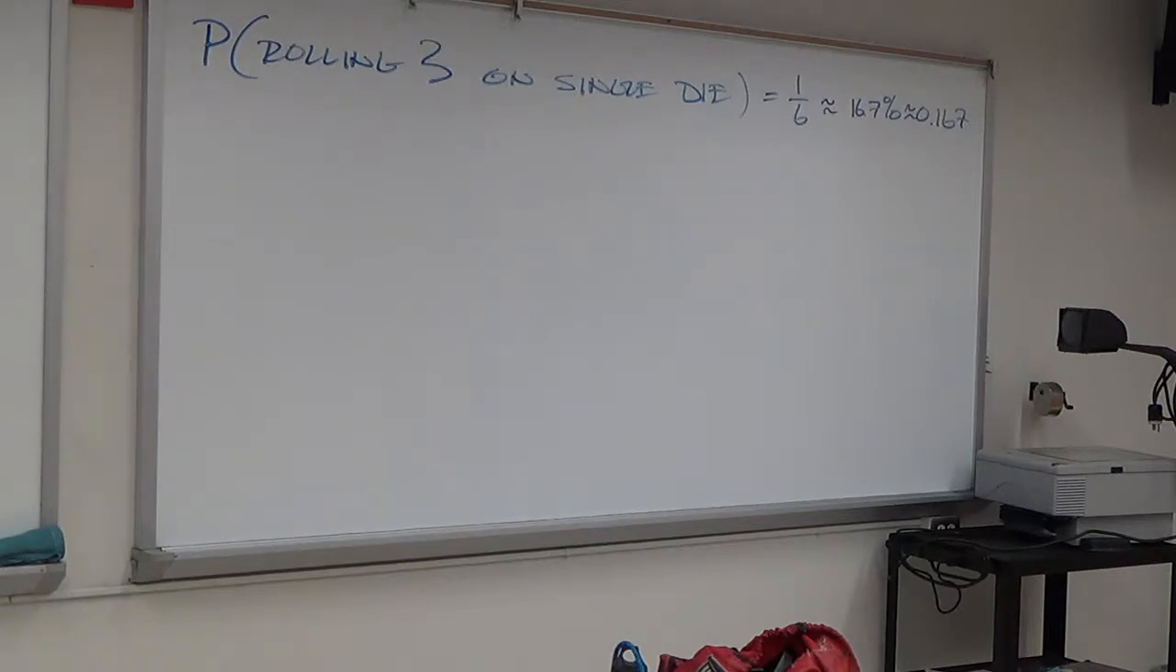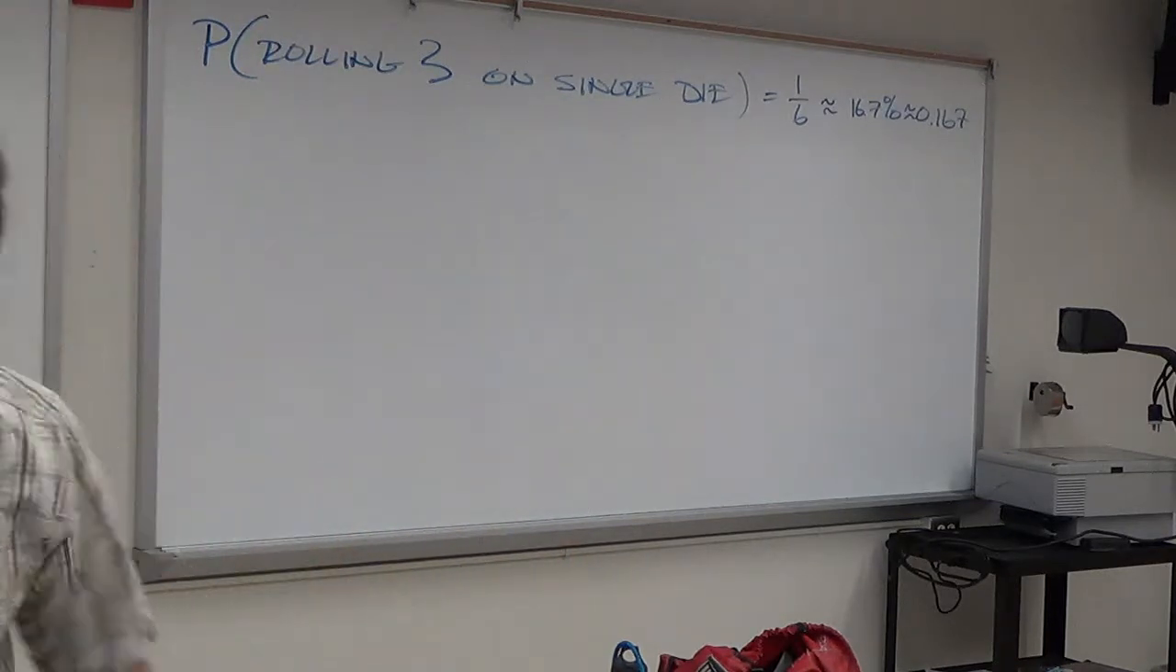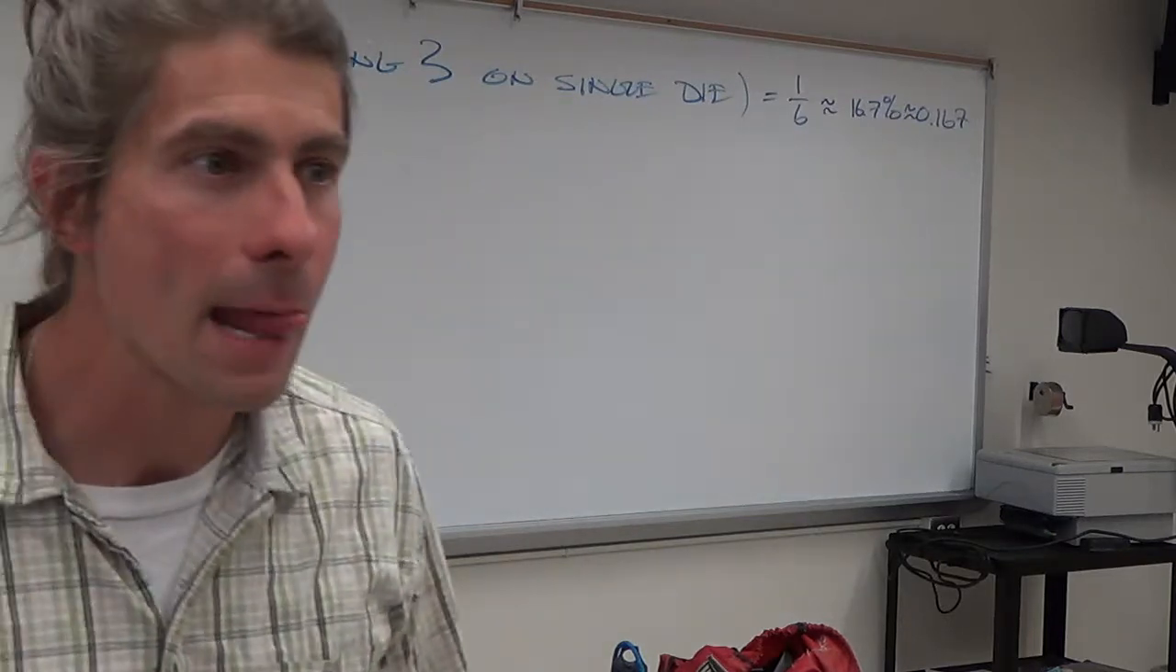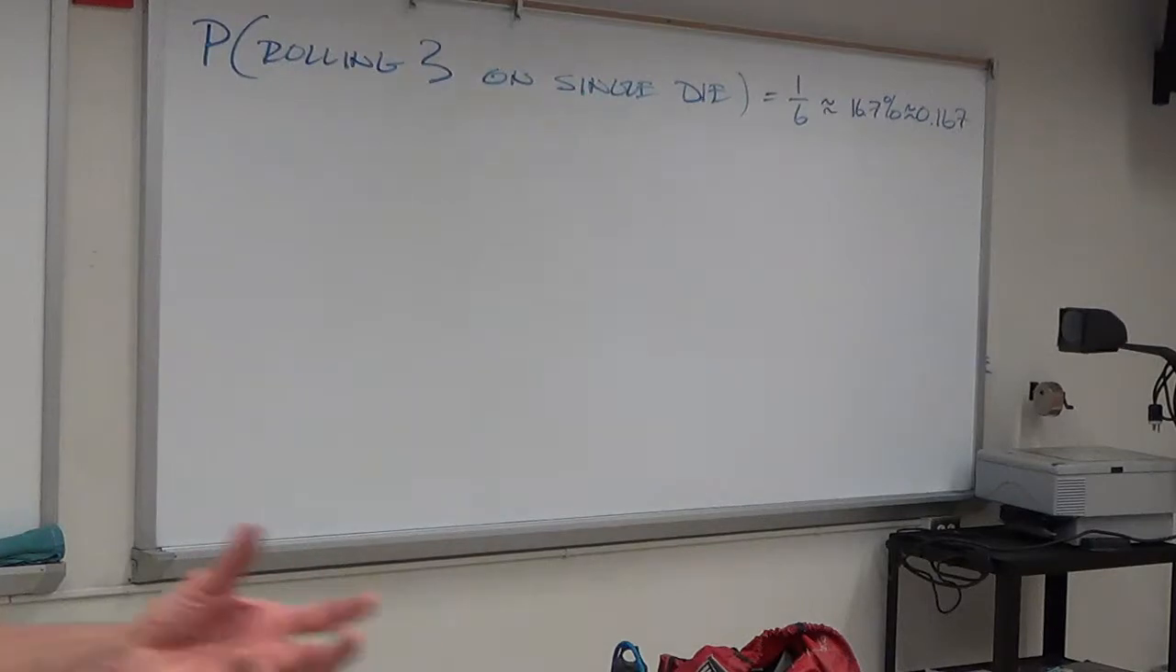When you say the chance of rolling a 3 is 1 in 6, what do you mean by that? What does that mean? How does the 1 in the 6 play in? Will, please, give me a hand.